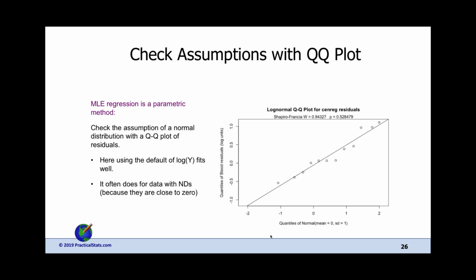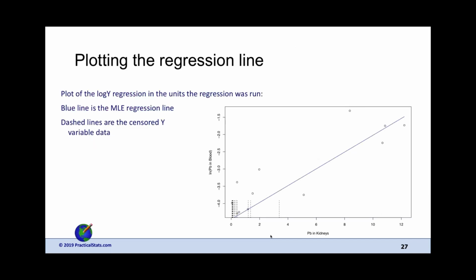You can check the assumptions with these QQ plots on the residuals. Again, they're appropriately adjusted for the non-detects. You can plot the results. So this is the plot of the predicted straight line with that intercept and slope on the cenxyplot. Seems like that's a reasonable fit as far as a log of blood versus lead in kidneys.